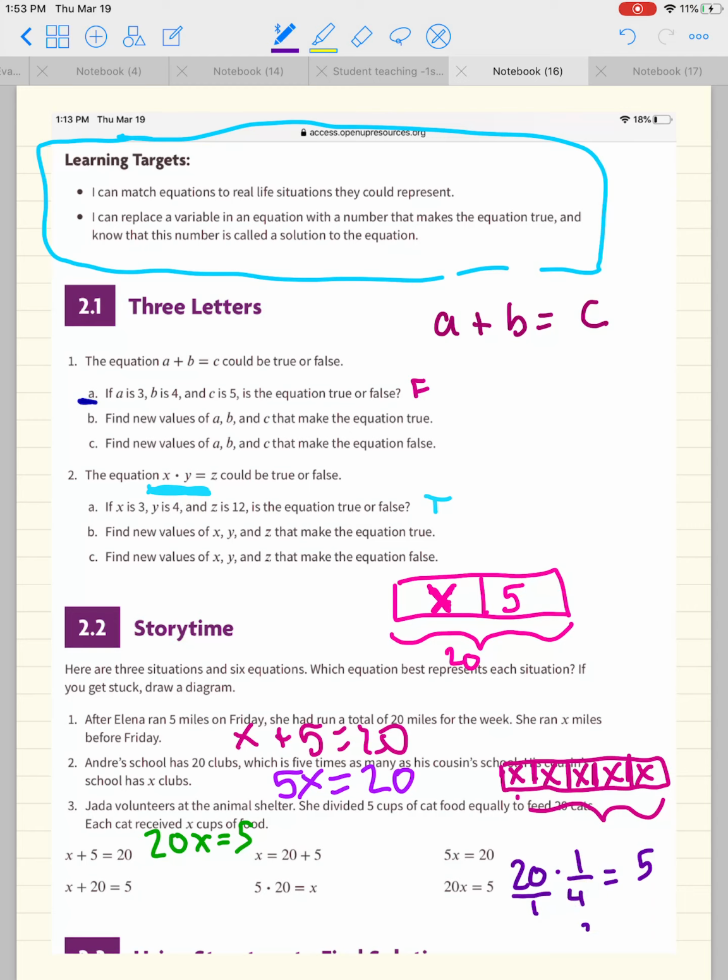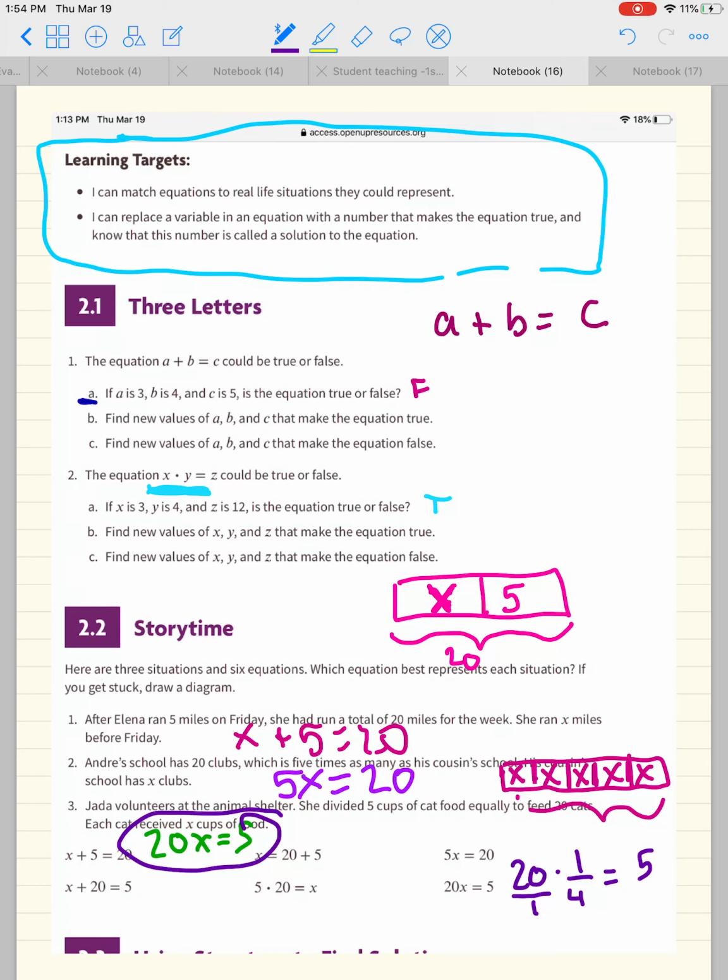20 times 1 is 20. 1 times 4 is 4. And 20 divided by 4 equals 5. Okay? So for the last one, 20x equals 5 is the correct equation to go with the situation.